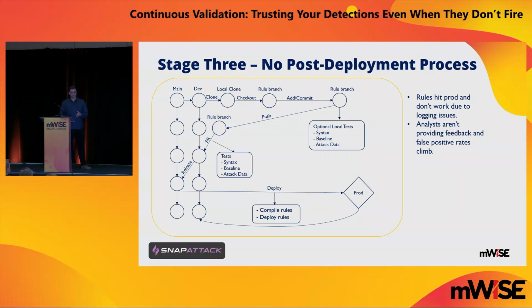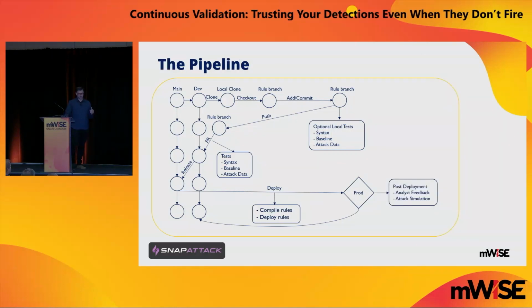Because you don't have that, you might run into issues where everything got tested and looks great in your pipeline, but now you push it to prod, and all of a sudden a logging issue comes up that you didn't realize happened, and the rule still doesn't work. So that's where we're going to want to add this last piece here, which is the post-deployment.